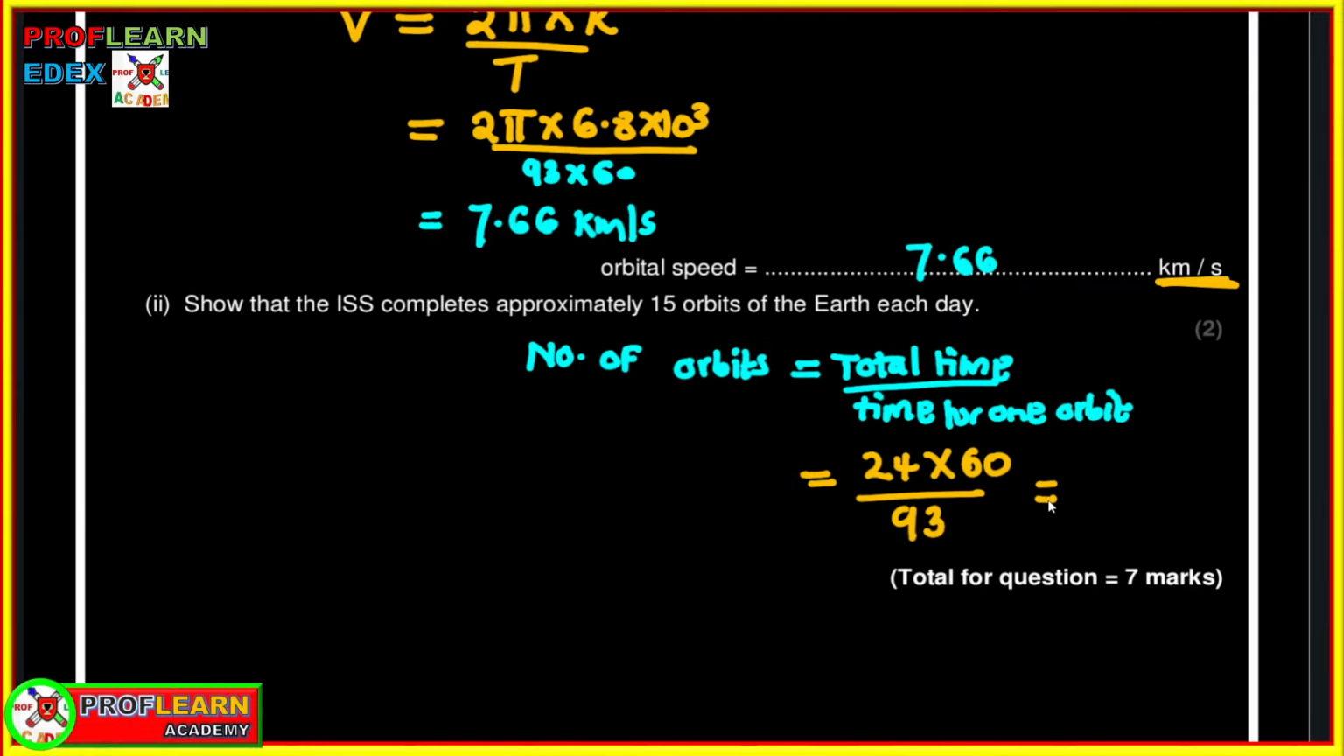So let's see what we are going to get. Approximately 15, because it's actually 15.48, which is approximately 15 orbits.